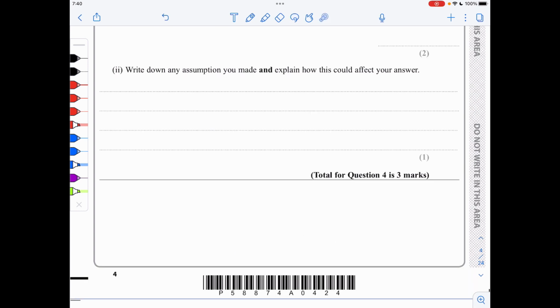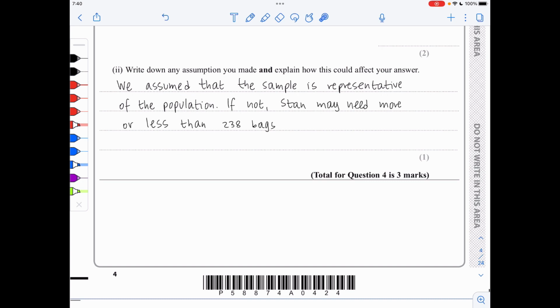In part ii, we are asked to write down an assumption we made and explain how this might affect our answer. Well, obviously we assume that the sample is representative of the population, and therefore we can generalize what we've seen in the sample to the population. And if this was not the case, then Stan may need more or less than the 238 bags.